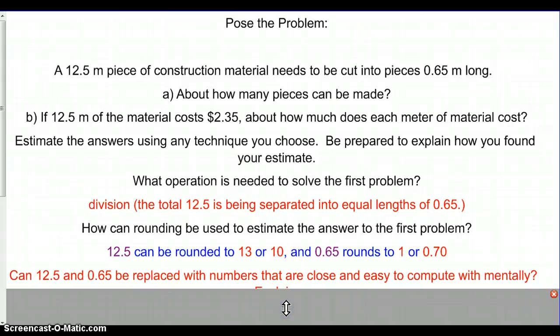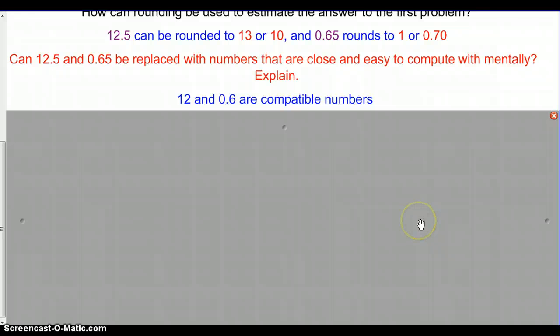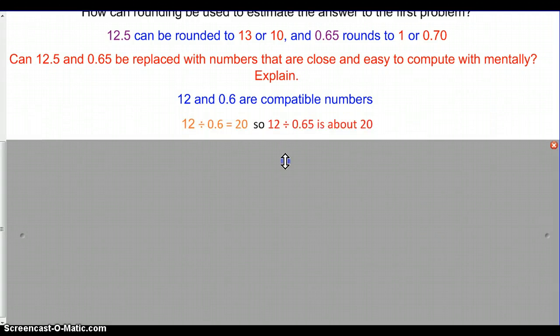Can 12 and 5/10 and 65 hundredths be replaced with numbers that are close and easy to compute with mentally? Explain. 12 and 6/10 are compatible numbers. So 12 divided by 6/10 is equal to 20. So 12 divided by 65 hundredths is about 20.